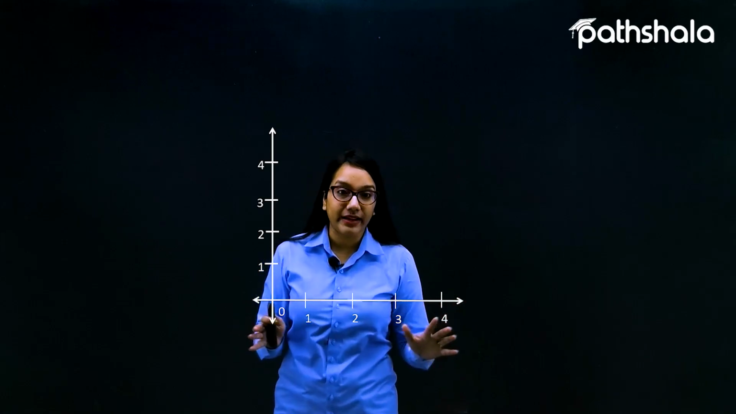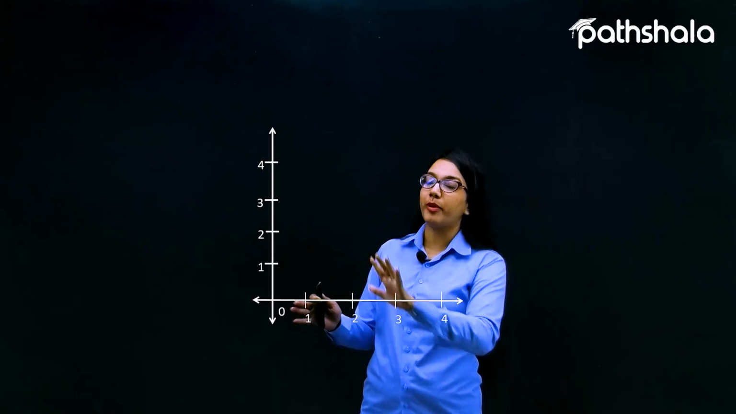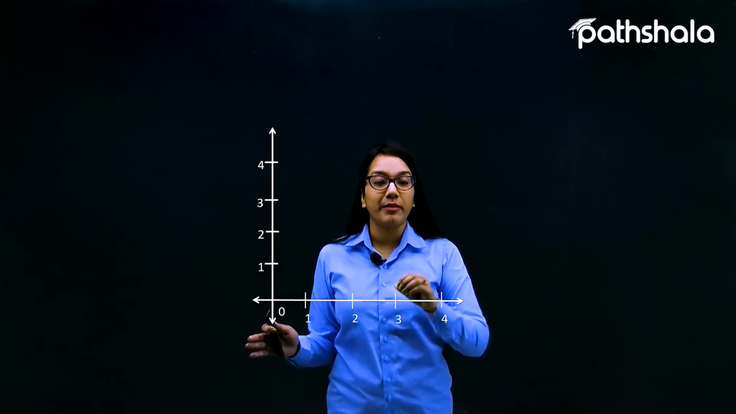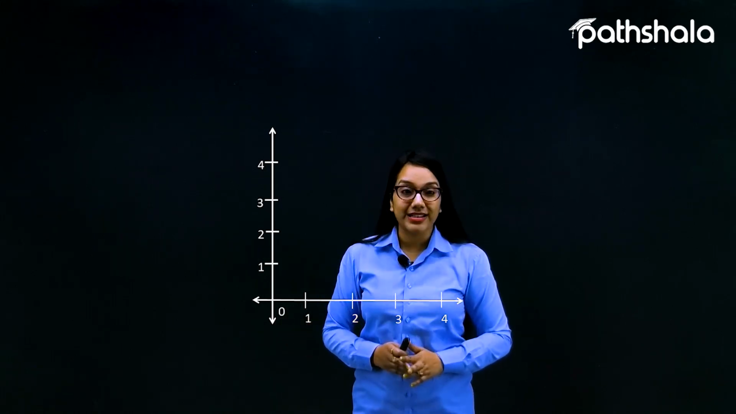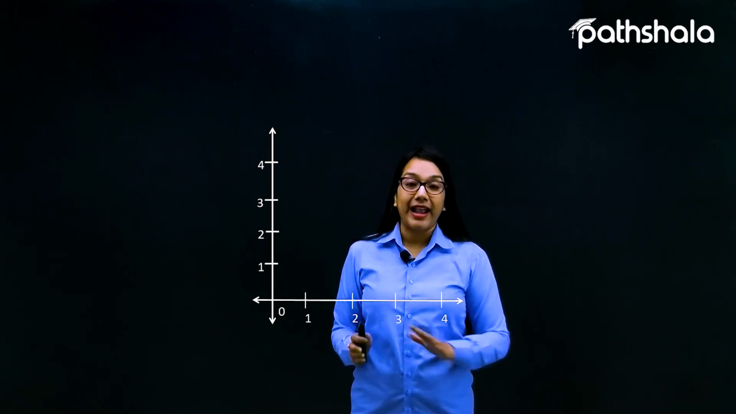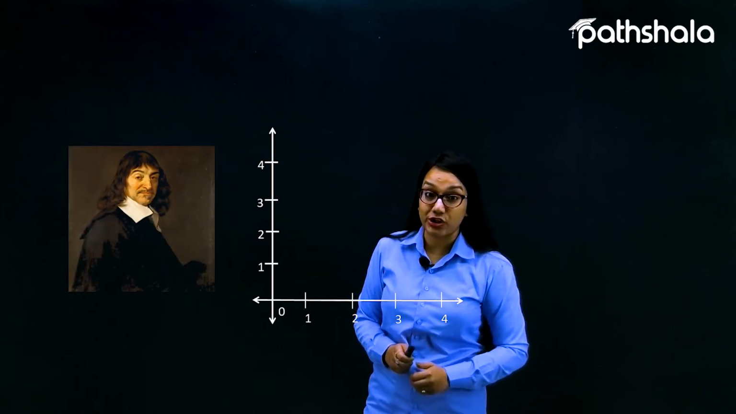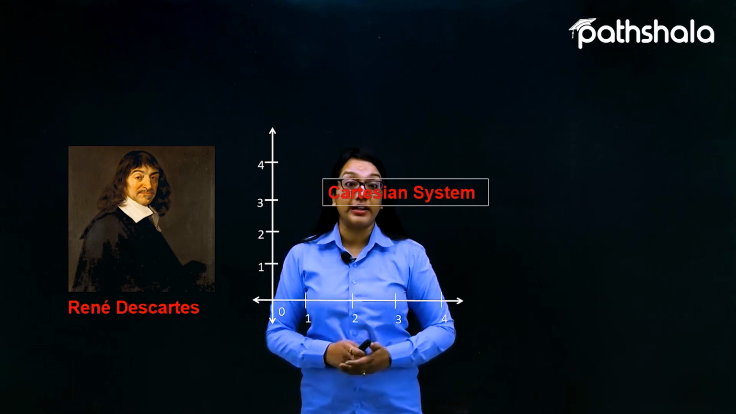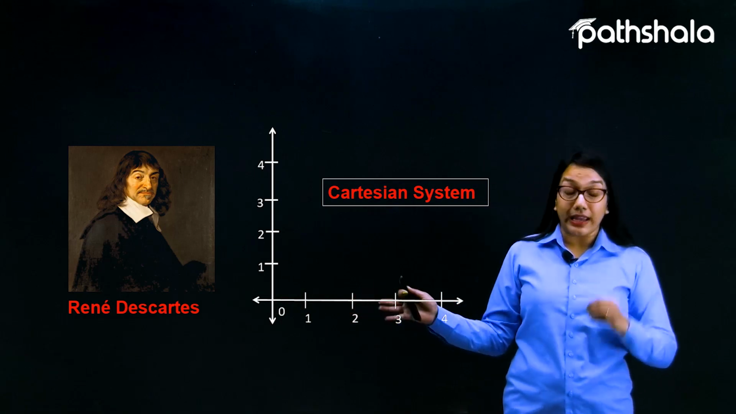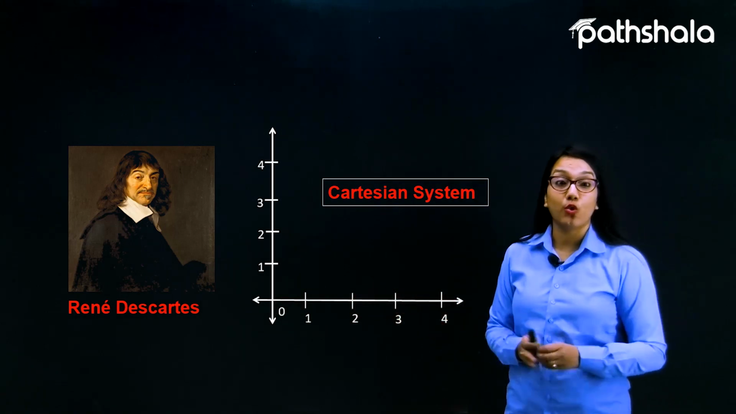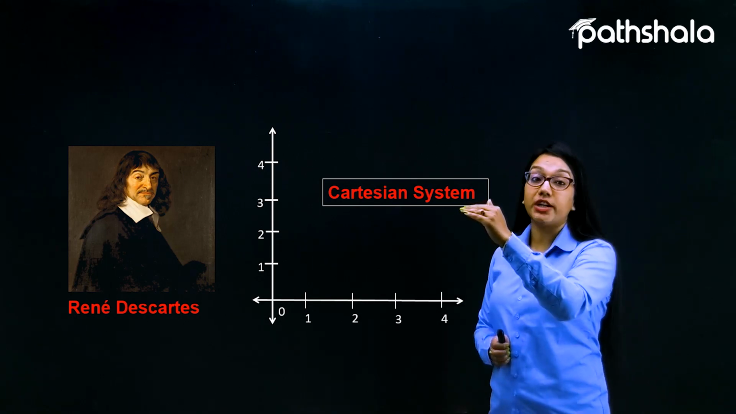So this simple idea of locating any particular point in a plane with the help of these two perpendicular lines gives rise to an important branch of mathematics, a chapter called coordinate geometry. This whole concept was developed by a French mathematician named René Descartes. In his honor, the system which helps us to locate the position of any point on a number line is called the Cartesian system.